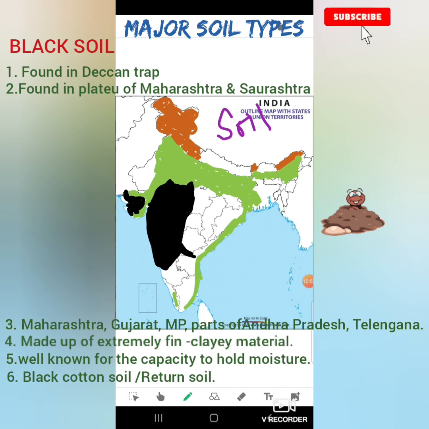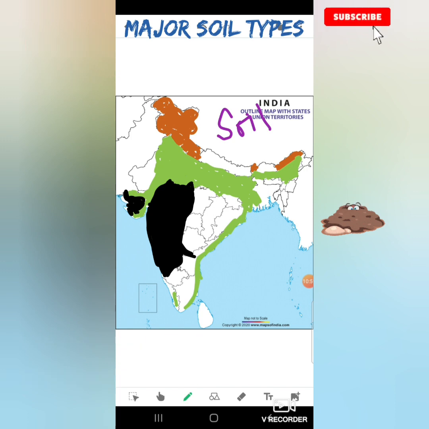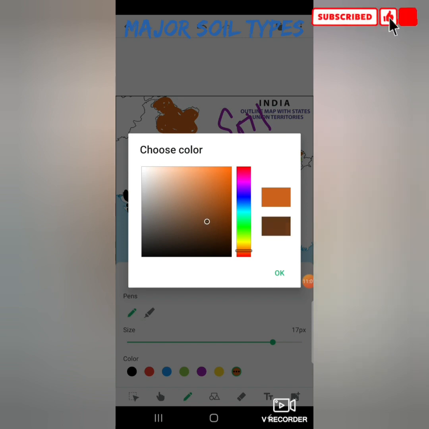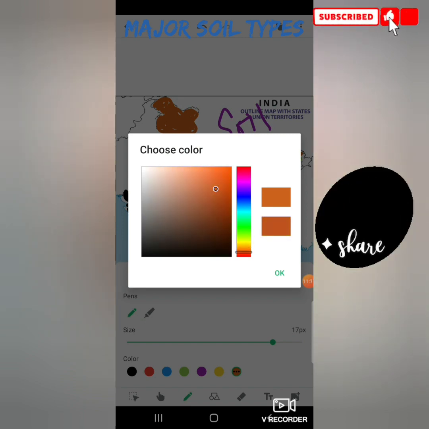So the next category of soil that we have in the list is the other part of the peninsular plateau. This other part of the peninsular plateau has the red and yellow soil. For red and yellow soil, I will choose orange color. Yes, the orange color.